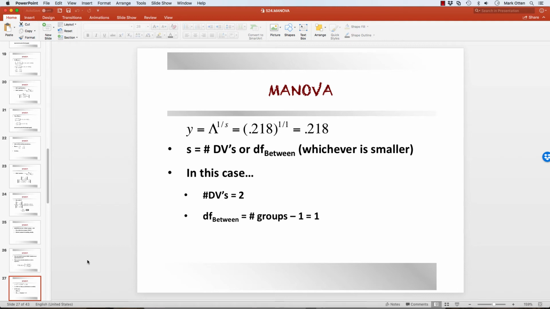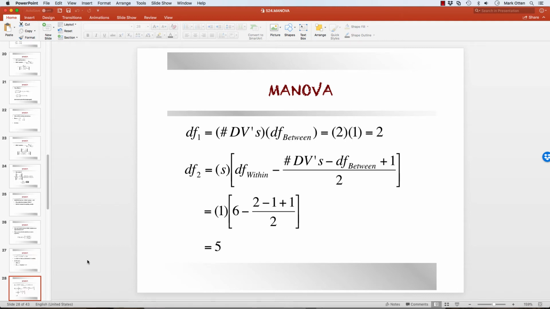Convert over. Here we don't need to do any converting in the end. It's just 0.218 still. We do need to get our degrees of freedom, and the degrees of freedom accounts for what we just did a little bit. It's related. So the degrees of freedom, the first value, number of DVs for us is 2. Degrees of freedom between those get multiplied together. You get 2.